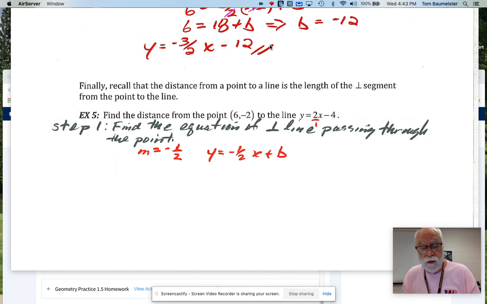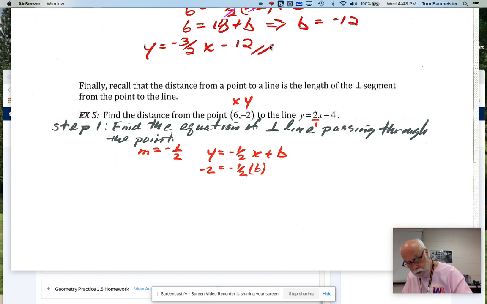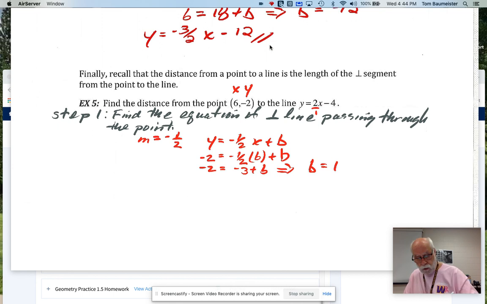Now we're going to do kind of just what we just did with the other one. So we are going to find that our point here, again, here's our x and our y. So we're going to put in negative 2 is equal to negative 1/2 times 6 plus b. If we work that out, we'll have negative 2. Half of 6 is 3, so negative 3 plus b. I'm going to add 3 to both sides. So I'll get that b is equal to negative 2 plus 3. It's going to be a positive 1. So we get y is equal to negative 1/2 x plus 1. Okay, that's step 1.